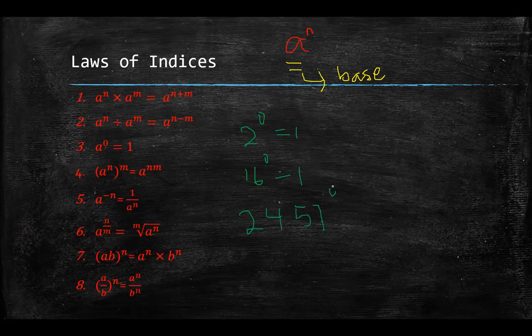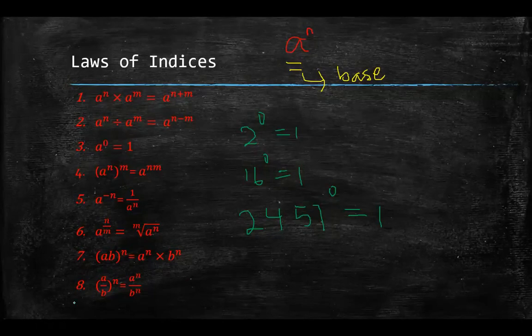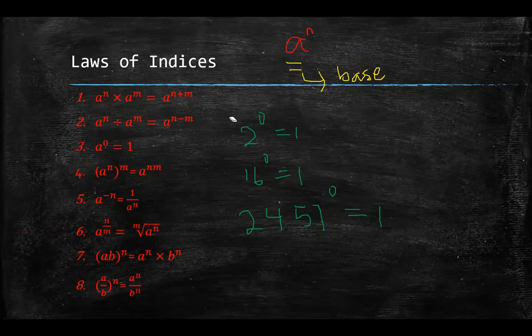2,457 to the power of 0 is 1. Anything raised to the power of 0 is 1. So always remember that, right? Whatever number it is, it does not matter. Once it's raised to the power of 0, the answer is going to be 1. And you could just punch that into a calculator if you want to. Any number, it could be a trillion, raised to the power of 0 is going to give you 1.